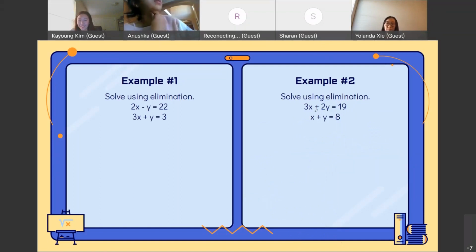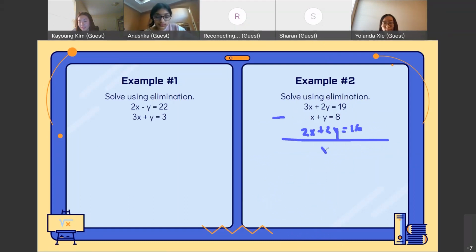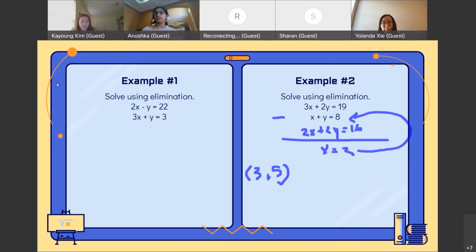So good job. Thank you for walking us through it. It's always good to try. So basically what we did is we multiplied this by 2, which gave us 2x plus 2y equals 16. Then you have to subtract, x equals 3, put 3 back into here, y equals 5. 3 comma 5. I think most of us should be getting it somewhat. Let's move on to the next and our last method.